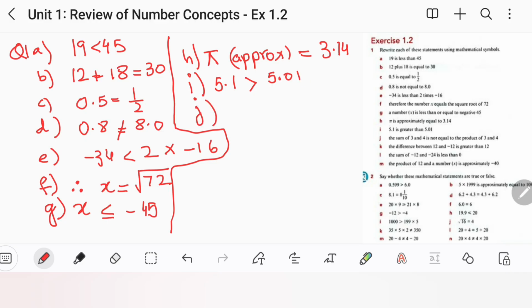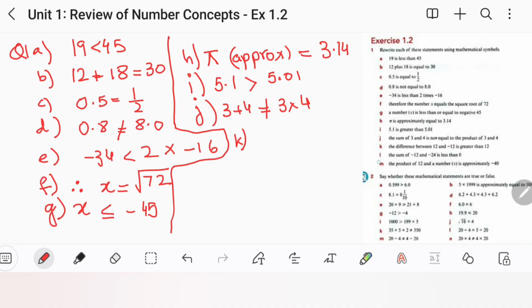And then we have J. In J they are saying that the sum of 3 and 4 is not equal to the product of 3 and 4. We know this. Sum of 3 and 4 is not equal to the product of 3 and 4. Okay, so for product I put the multiplication sign, and for sum I put the addition sign.